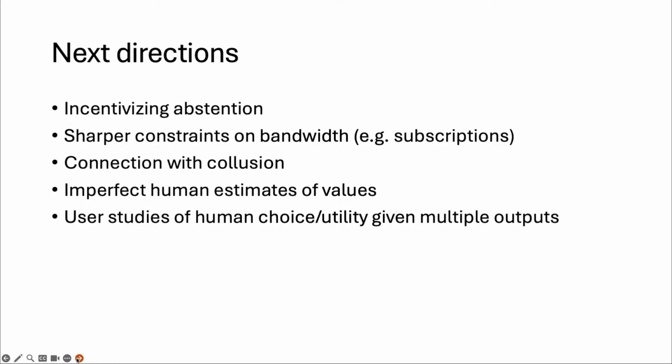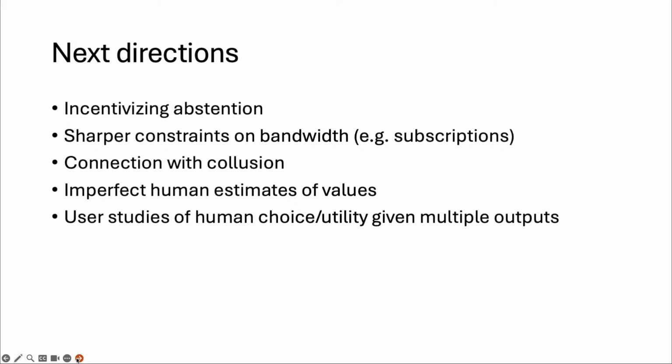Another interesting thing would be sharper constraints on bandwidth. For example, it might be the case that the user is budgeted, or there's some sort of cost to acquiring new models. If that's strong enough, that might change the types of user utility. There's also a high-level connection with collusion. What I'm basically saying is that firms are incentivized to specialize. At a high level, you might worry, is that collusive? When is this good?